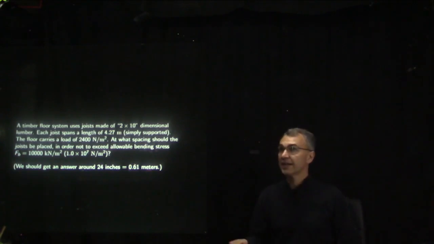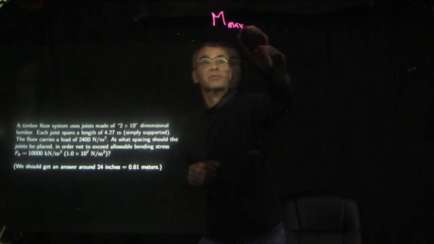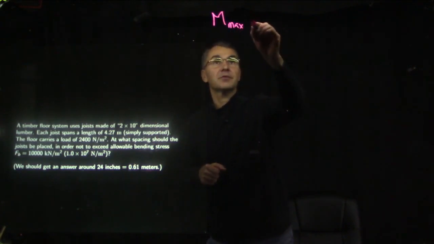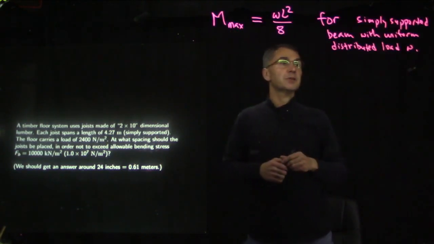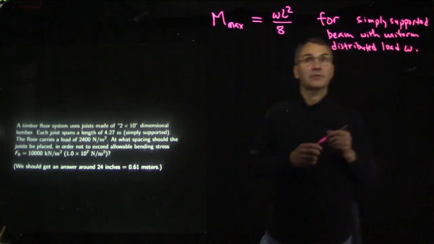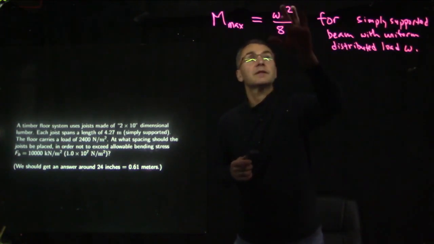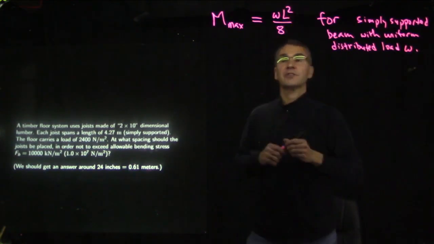So he's not asking us in this case to design for deflection. He's asking us to design for bending stress. Let's see what we get. We worked out from the previous examples, V and M diagrams, that for a simply supported beam with a uniform distributed load W and of length L, the maximum bending moment is WL squared over 8. So I think we can use that.